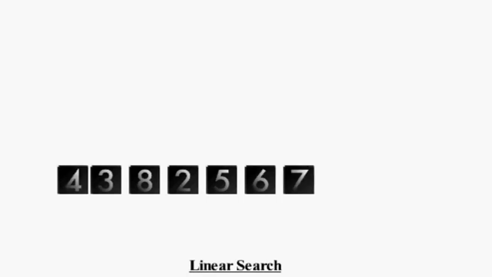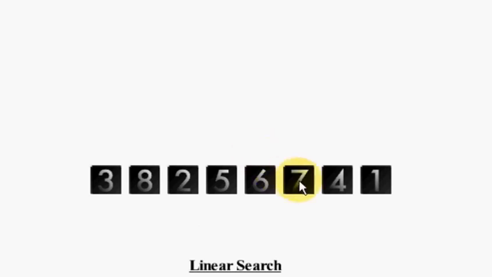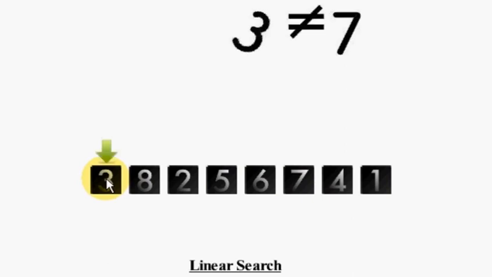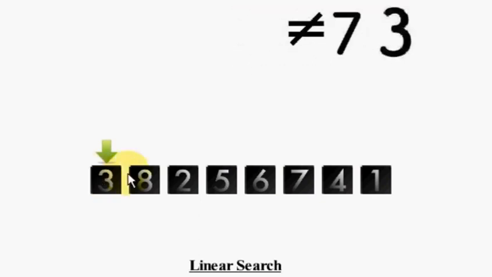Suppose we have an array which contains the elements 3, 8, 2, 5, 6, 7, 4 and lastly 1. And suppose our search element is number 7. So we'll compare 7 with all the other elements in our array. The first element will be number 3 as it is in the first position. After comparing the first element, we found out that it is not equal to 7. So we will remove that element, and go to the next element.